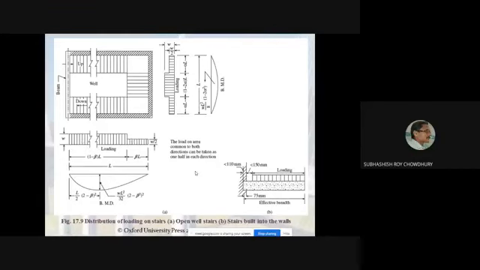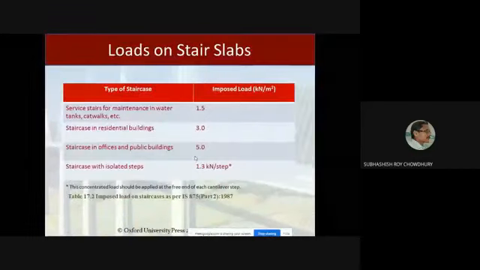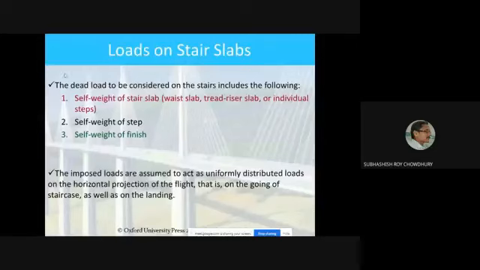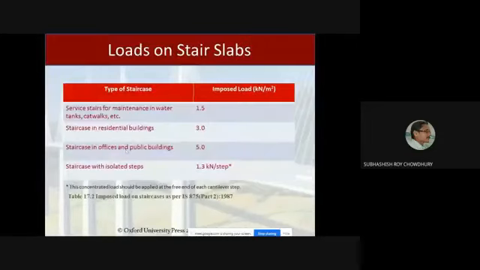Okay. Now, the live loads, obviously, you have to consider. These are the dead loads that were already told. And the live load means there will be different types of utility of the staircases. If it is a service stair, etc., then it is not so important. In that case, you may consider 1.5 kilonewton per meter square as the imposed load or live load. In case of residential building, generally we consider 3 kilonewton per meter square. In case of office or public buildings, it will be considerably higher, so it is 5 kilonewton per meter square.